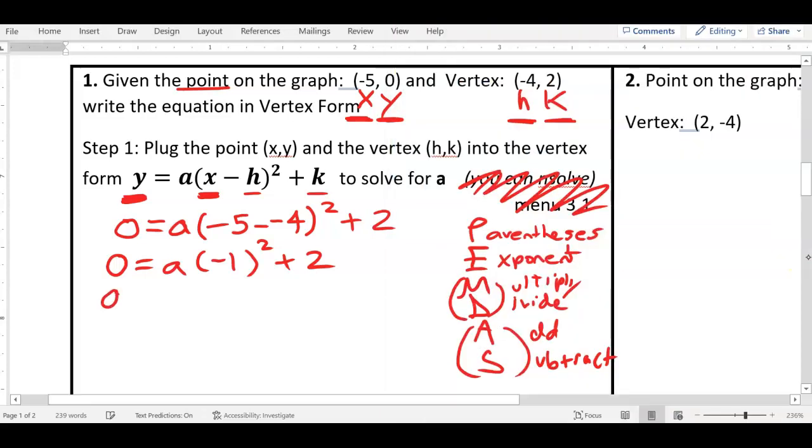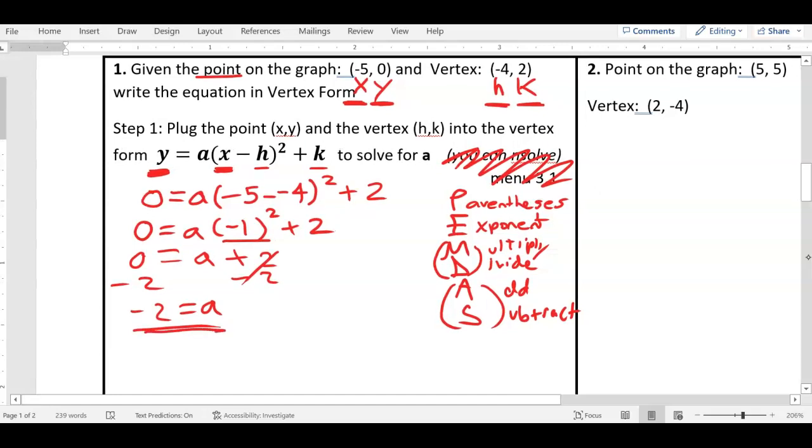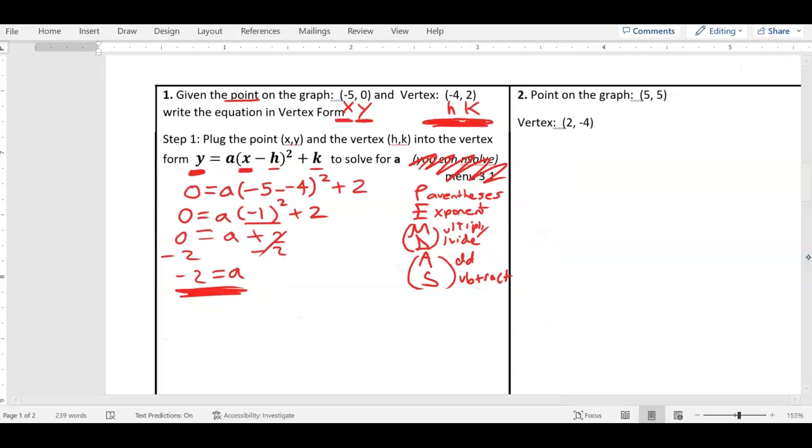So let's rewrite this. If I have 1 times a, that's just a, right? So bring down +2. And then last step, how do I get a by itself? How do I get rid of a +2? -2. What's 0 minus 2? -2 is a. We did all that work to figure out a. Okay? So check it out. I know a. I know h and k.